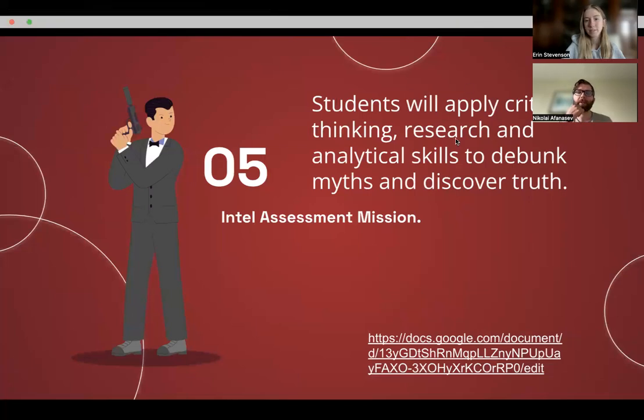The fifth mission is really the continuation of the third one, where, to use Guy's language, students actually get to explore this new identity of being a spy, which means basically coding and encrypting messages, but also assessing the intel. So this is the intel assessment mission, where students have to apply critical thinking, research, analytical, and myth debunking skills. They're presented with 4 of the popular myths, and what they have to do is use whatever resources they can to debunk them. So they have to work collaboratively on this one.